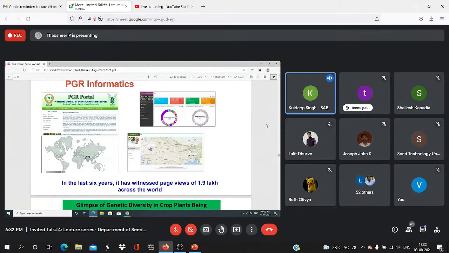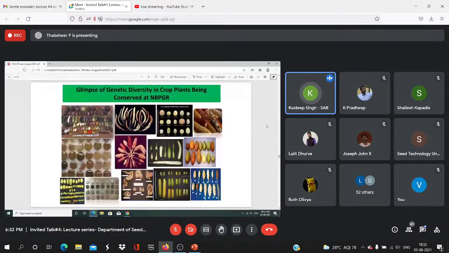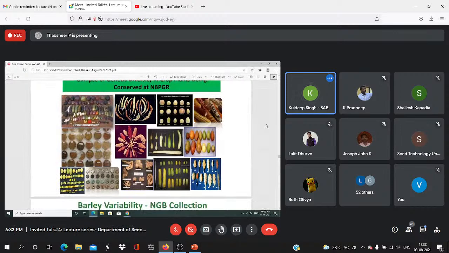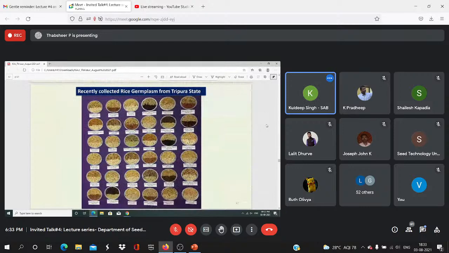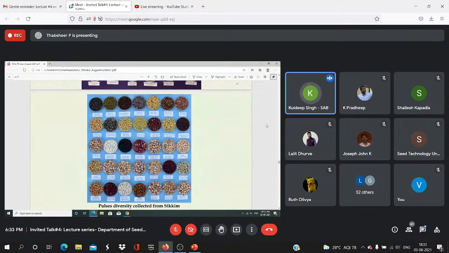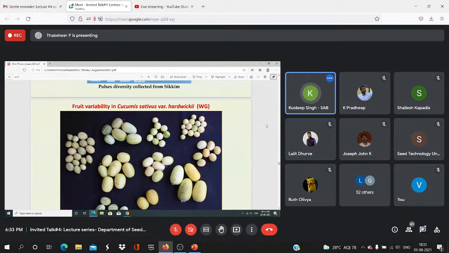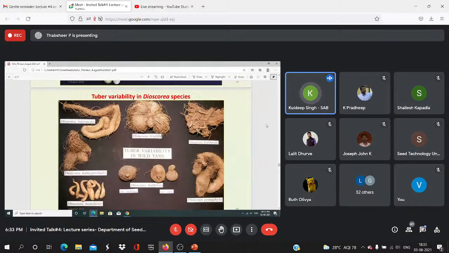I think we need to rush some of them. You can rush these slides, giving a glimpse of the variability to the students. Yes, the variability in barley, variability in millets, variability in chili. This is variability of rice in Tripura. Next. This is variability of beans in Tripura or in Sikkim. This is variability of one of the wild species of the cucumber, which has given many genes for resistance. This is just for the glimpses of the students to have a look at the variability. We can just rush some of these slides.